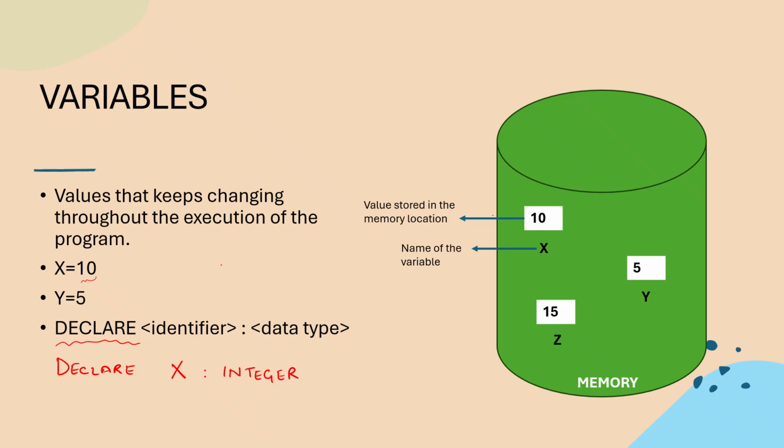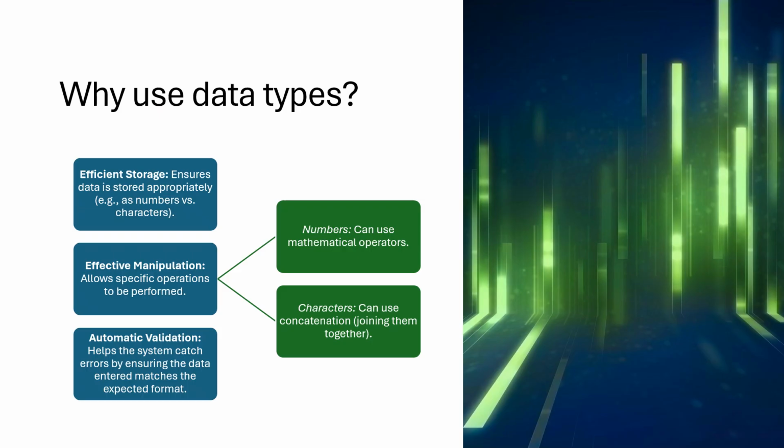In naming variables, two things will remain constant: the word DECLARE and the colon in between the identifier and the data type. In declaring the variables, you must have noticed that I use the word data type after the colon. What are data types? These basically define the type of data that will be assigned to a variable.